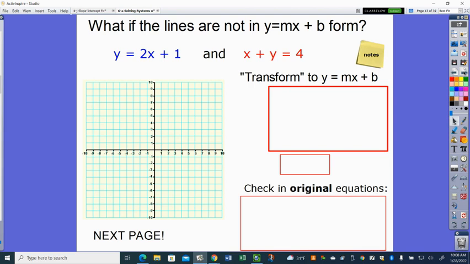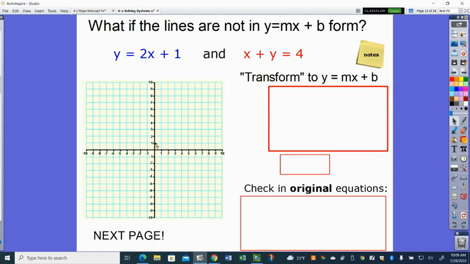Now, how do you see the same line? Like, are they really going to give you y equals 2x plus 1 and y equals 2x plus 1 and ask you what the solution is? And you're like, well, they're the same. So what they're going to do is sometimes in life, the equations can come and you can't really see that they're the same line. So you have to transform, you have to move things around so that the y is by itself. So if you'll notice over here, this one is easy.